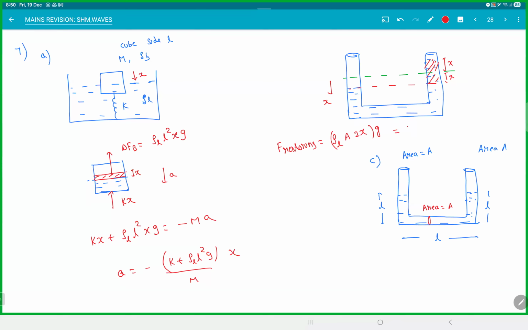This must be equal to mass of the liquid into acceleration. That would be rho liquid A 2x g. Mass will be rho liquid area, total length is 3L. So a is equal to minus 2x by 3L g. That's your omega square. You're done. Clear with this? So be careful with that. If you push one side by x, the other side will rise by x. So the total difference will be 2x. The 2x liquid will create the restoring force.